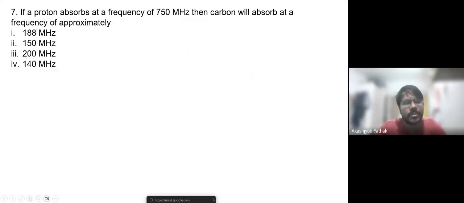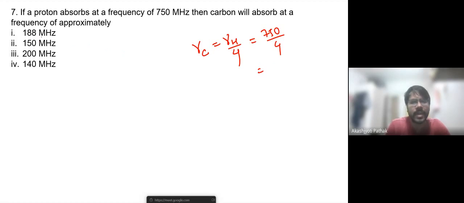Now, if a proton absorbs at a frequency of 750 megahertz, then carbon will absorb at a frequency of approximately what? As I was discussing, the gyromagnetic ratio of carbon is almost four times smaller than the gyromagnetic ratio of hydrogen. So if your proton is absorbing at 750 megahertz, you just divide it by 4. If you divide it by 4, you will get this value, around it. So option 1 is the correct answer.